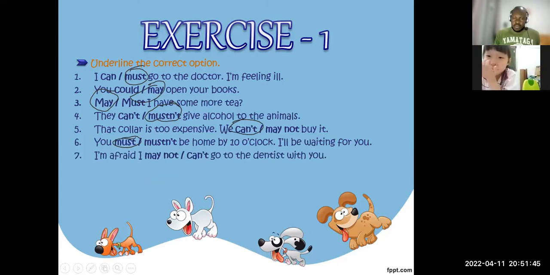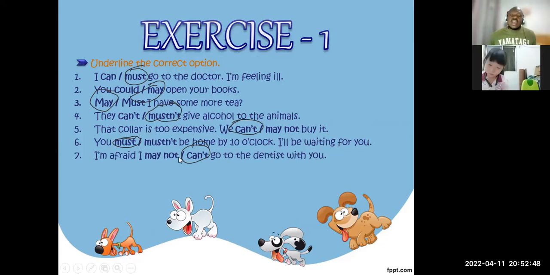I'm afraid I may not go with them. All right, so let's look at this statement: I'm afraid. How is it happening? Where is it happening? In the present, right now. So what do we say? We say I'm afraid I can't go with you to the dentist. I can't go to the dentist with you.